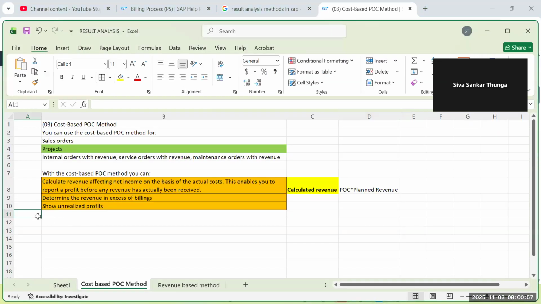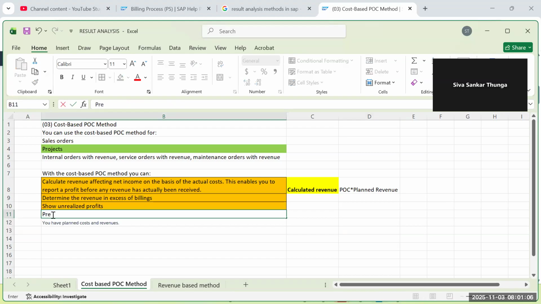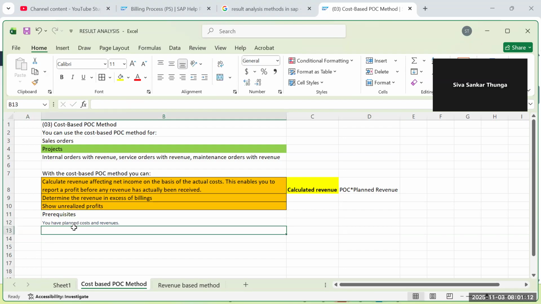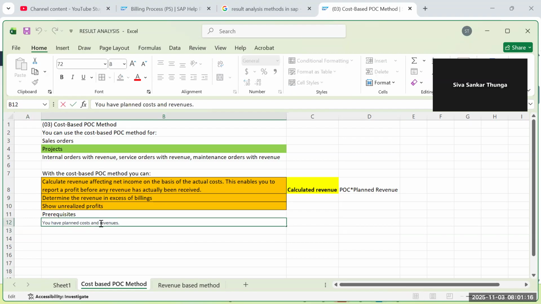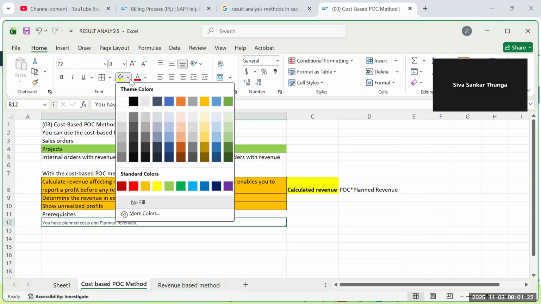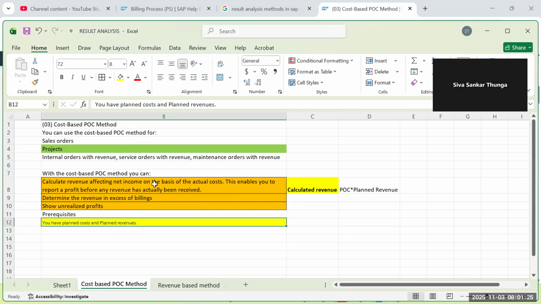Prerequisites, you write here prerequisites. So what is the prerequisite? Why is this the prerequisite? For calculating the POC, we need planned cost and planned revenue. So the prerequisite is that we must have a planned cost and planned revenue.